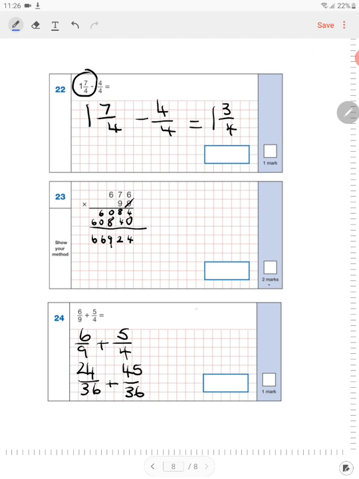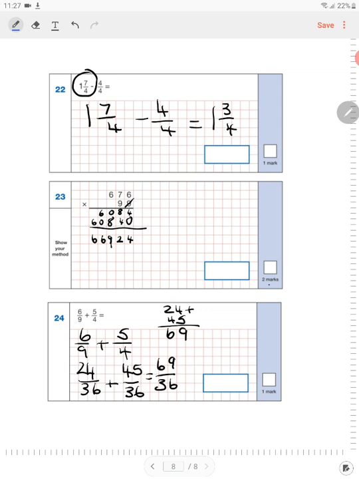So now I can do the calculation. So what is 24 add 45? Okay, 4 add 5 gives me 9. 2 add 4 gives me 6. So my answer is going to be 69/36. Now that is an acceptable answer. That would have got it through.